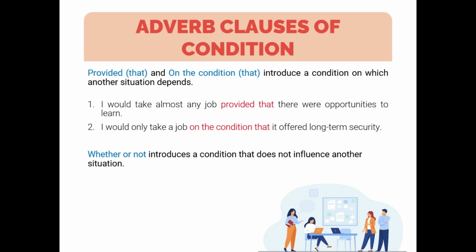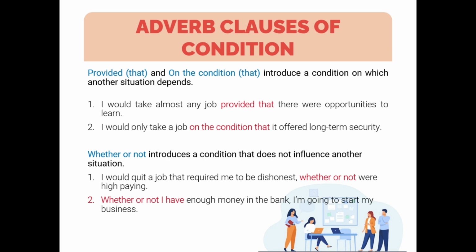Now, whether or not introduces a condition that does not influence another situation. For example, number one, I would quit a job that required me to be dishonest, whether or not it were high paying. Here, basically, I'm stating that it doesn't really matter whether it were high paying or not. I would quit it if they asked me to be dishonest. Here, the result is not linked to the condition. Number two, whether or not I have enough money in the bank, I'm going to start my business.